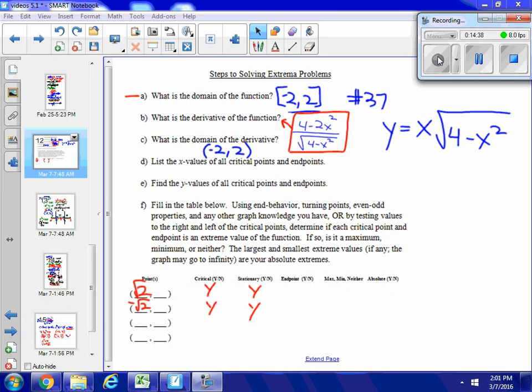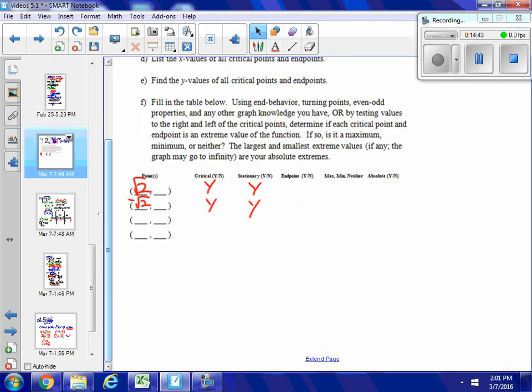So let's go back to my diagram here, and I can see that I have an x value at 2 and an x value at negative 2. They are endpoints. Well, they're not stationary because the derivative does not equal 0. Are they critical points? I think they are critical points because a critical point is either where the derivative is 0 or does not exist. So I would say yes, those are also critical points. But they are also endpoints.